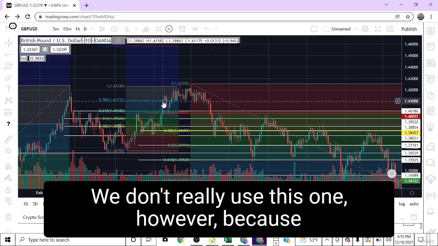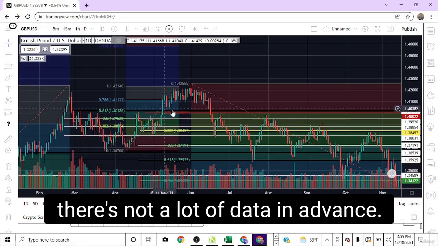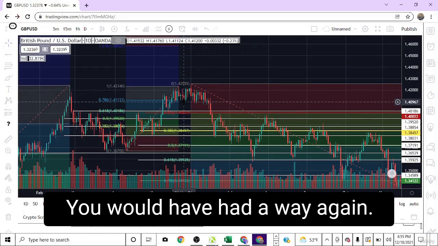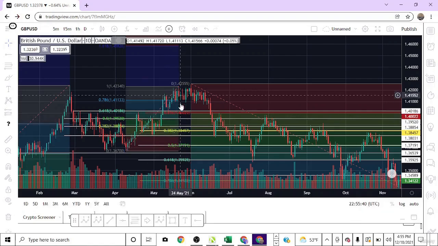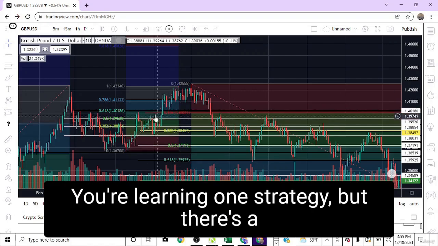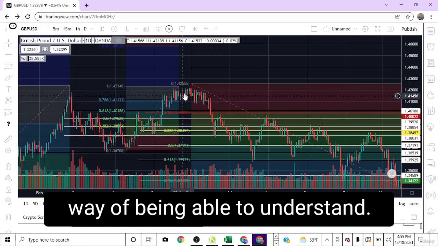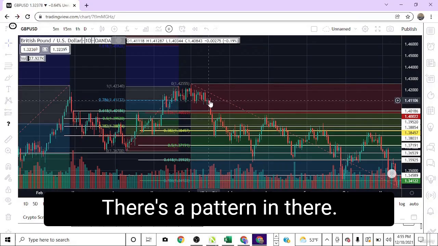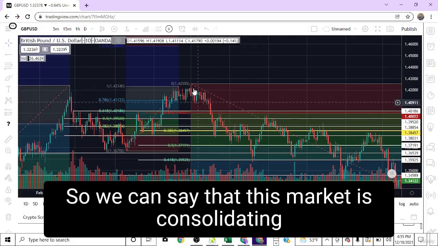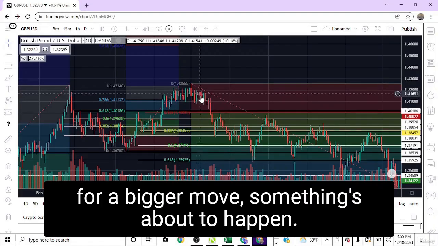Again, we don't really use this one, however, because there's not a lot of data in advance. Again, I'm only giving you the basics. You're learning one strategy, but there's a way of being able to understand. Now we do see what is called a possible flag right here. See that pattern? There's a pattern in there. So we can say that this market is consolidating for a bigger move.